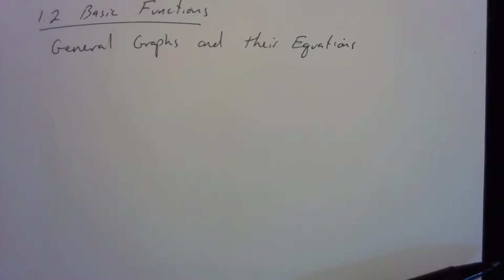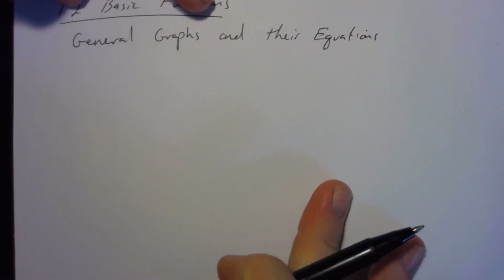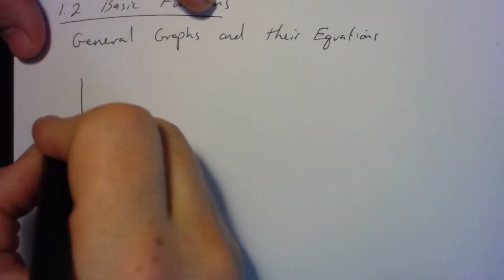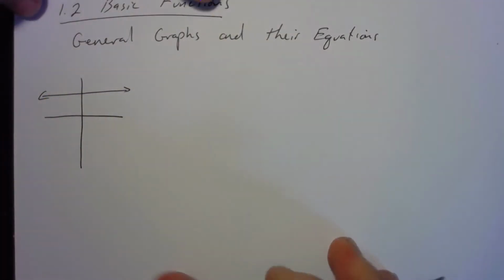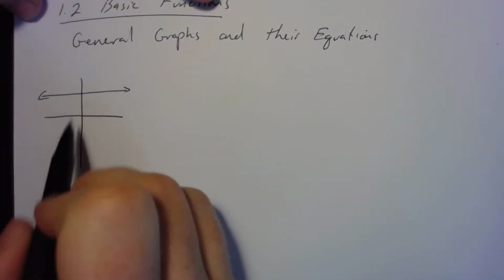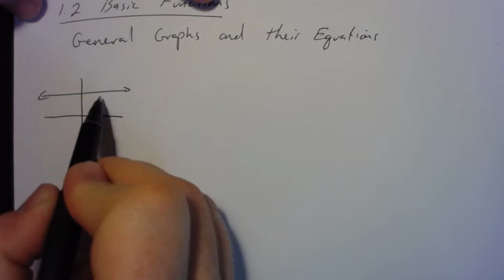In this video, we'll be talking about general graphs and their equations. So, some very specific general graphs that we might play with eventually is a constant function. A constant function will look something like this. Now, you'll notice in these graphs, I'm going to leave off the arrows on the end of the axes, so it's clear what graph we're looking at.